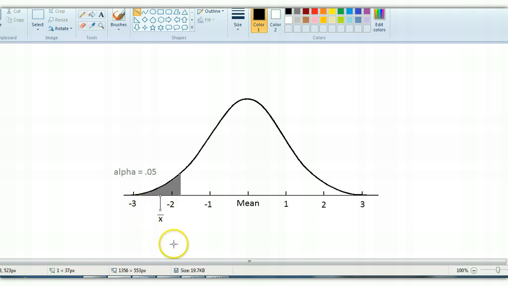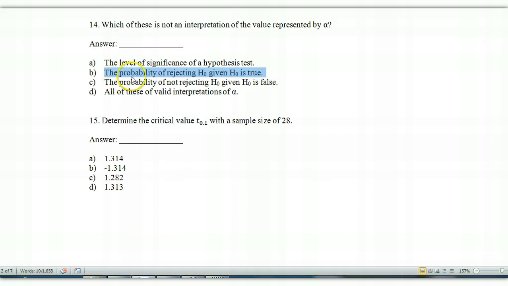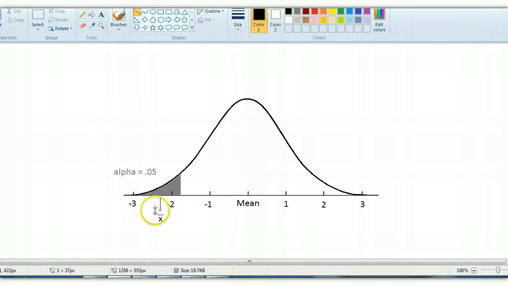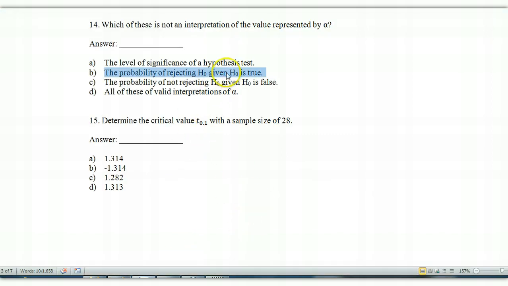But that's what another interpretation of alpha is. It's the probability we reject it when we shouldn't have, because our sample evidence showed us that we should have, but it was just a bad sample. It was just a sample that wasn't really representative of the population. So that's the other big interpretation of alpha: rejecting the null hypothesis given that it's true. So that leaves this as our one that's wrong. The probability of not rejecting when it's false is not what alpha gives us, but it does give us part B.